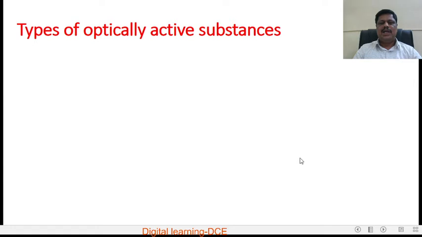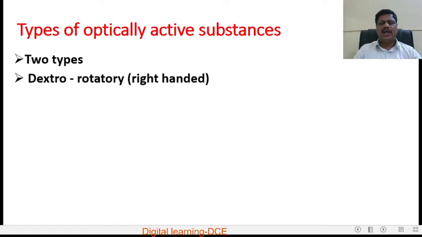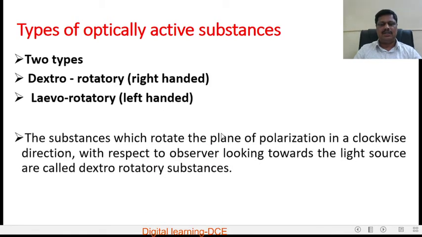Types of optically active substances. There are two types of optically active substance. One is dextrorotatory or right-handed. The other one is levorotatory or left-handed.